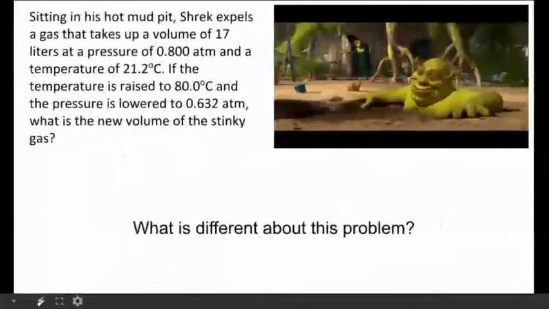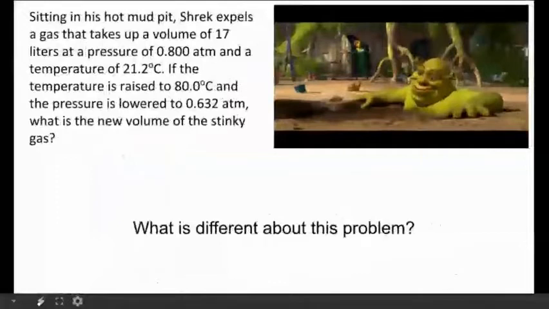All right, so Shrek and Fiona are expelling a gas into the mud pit, starting out at body temperature, and then the mud pit is warm. So that small closed container of gas called a gas bubble is heating up, and we're going to explore the difference in the temperature. So as I read the problem, take note of which variables are mentioned and how this problem is different from the ideal gas law problems that you did in the last lesson.